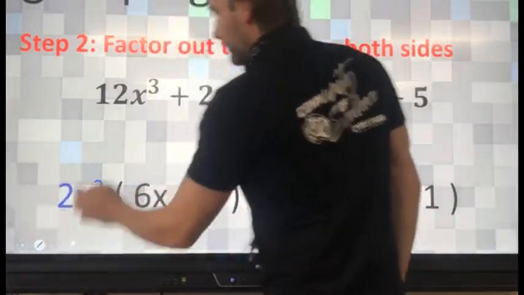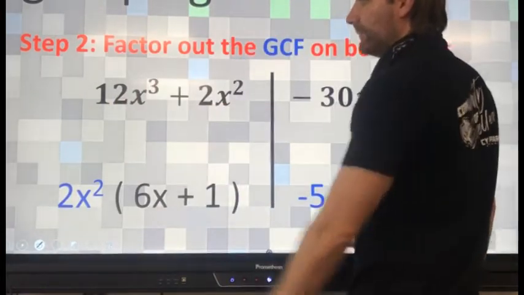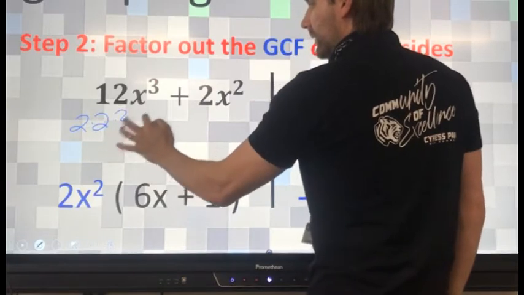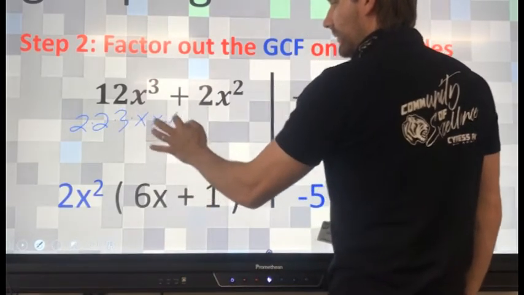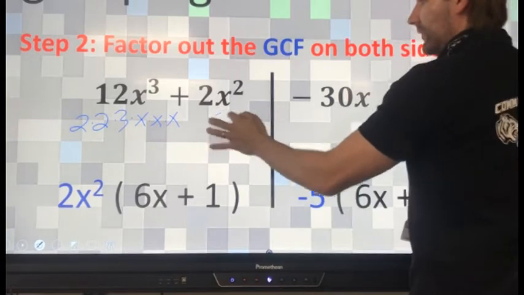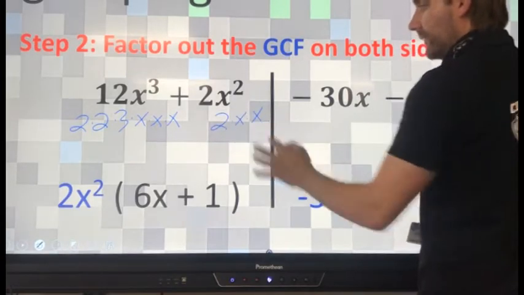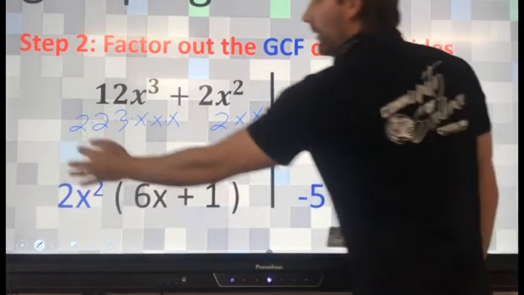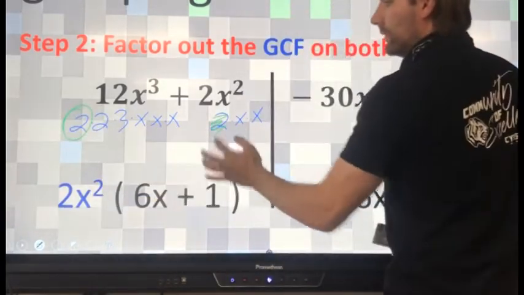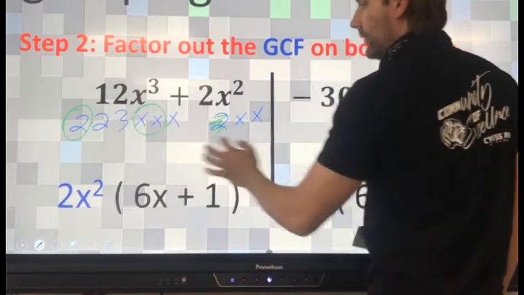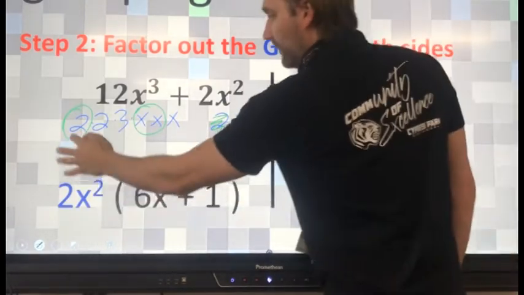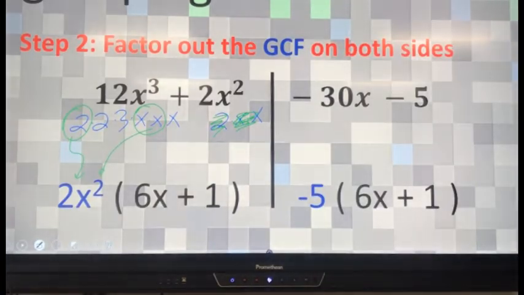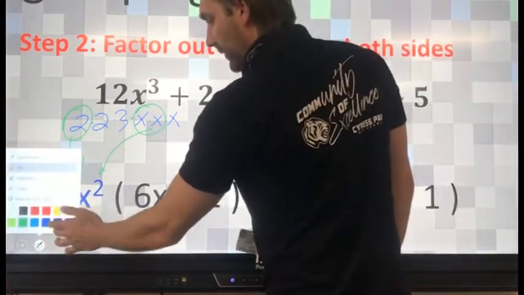So like we normally do, I'm looking for my GCF. 12 is broken down into 2 times 2 times 3. X cubed is 3 x's. 2x squared is 2 times x times x. And now I'm looking to see what do they have in common. So I have 1, 2, and 2 x's, which means my GCF is 2x squared. That's what I'm going to take out of each of these terms.